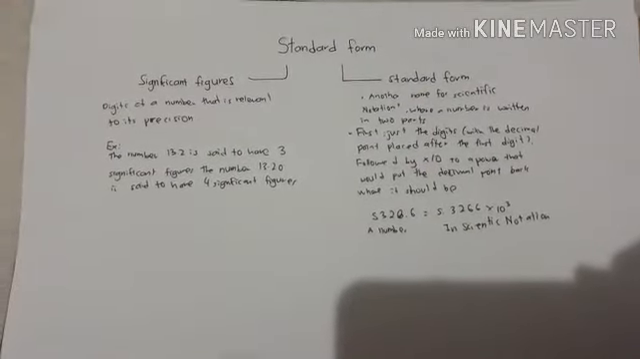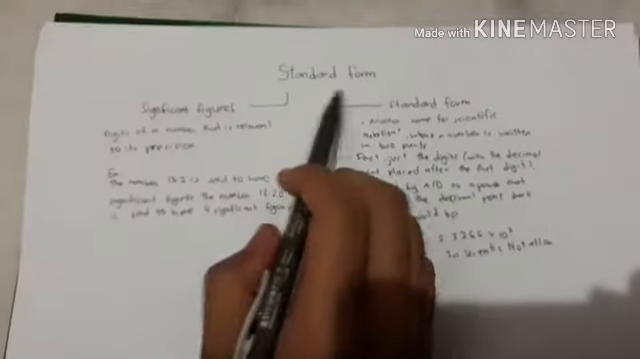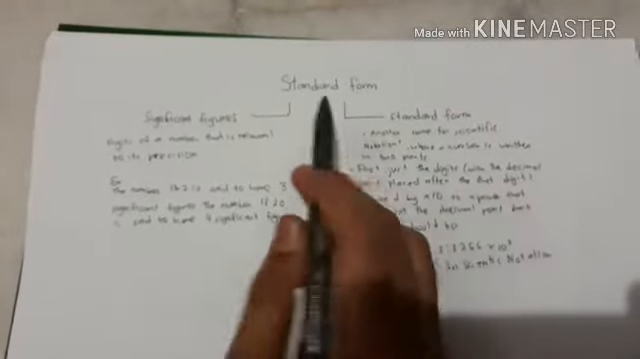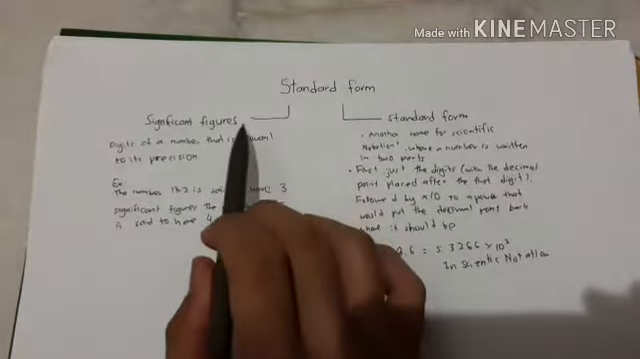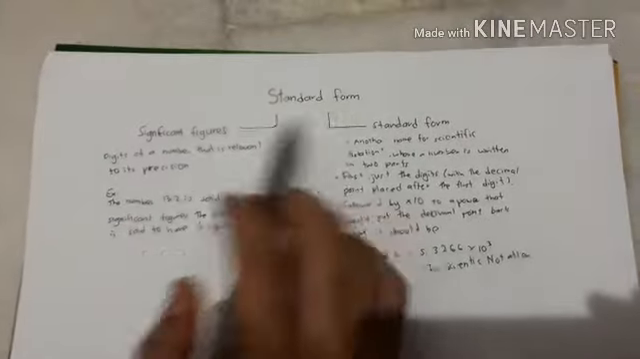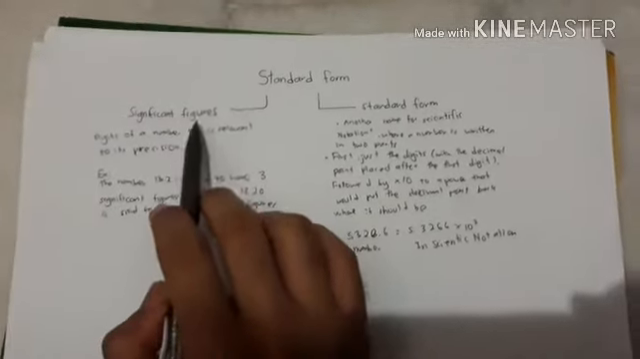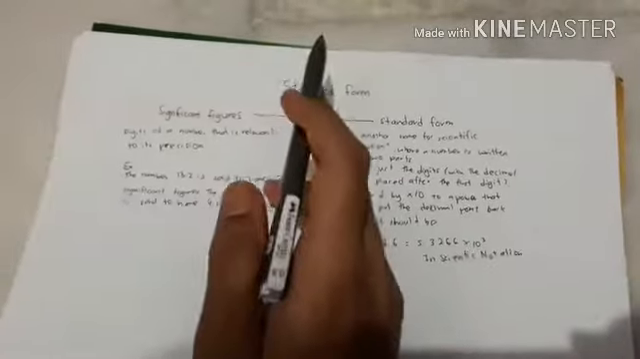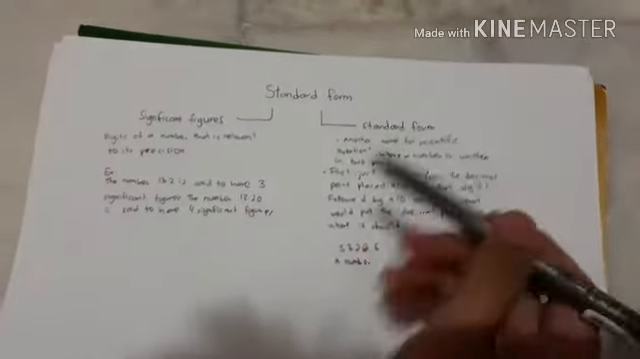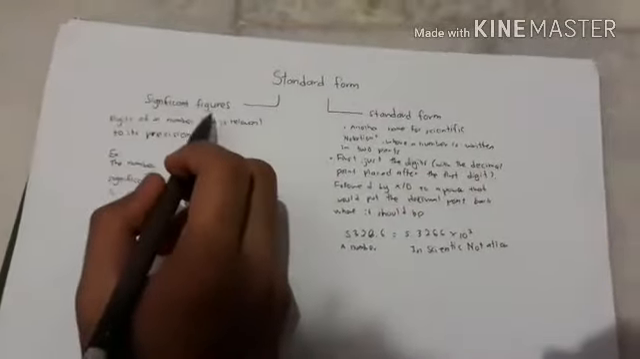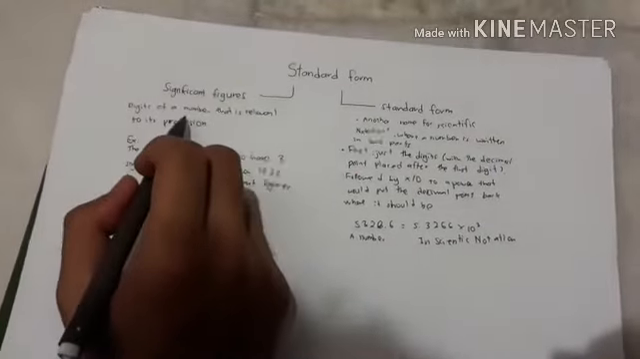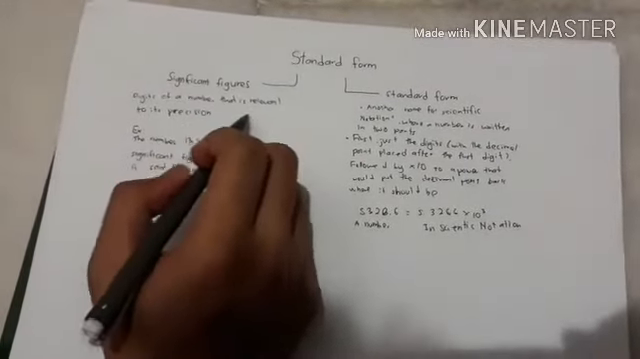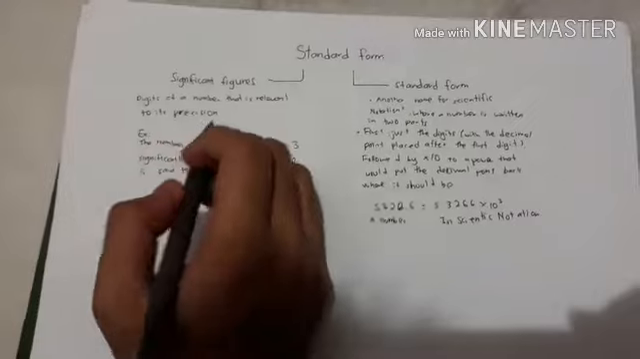Okay, today we're gonna learn about standard form. We will learn two things in this topic. First, significant figures, and second, standard form. Significant figures are the digits of a number that are relevant to its precision.